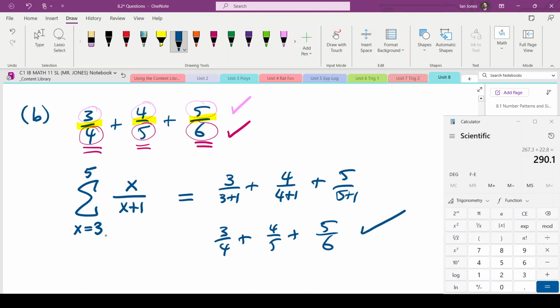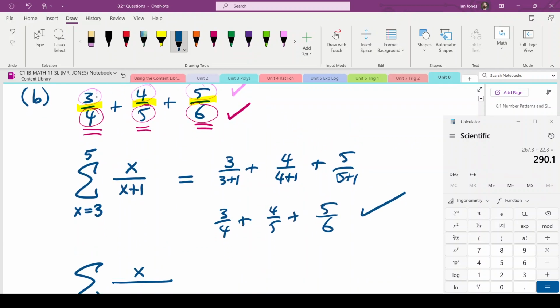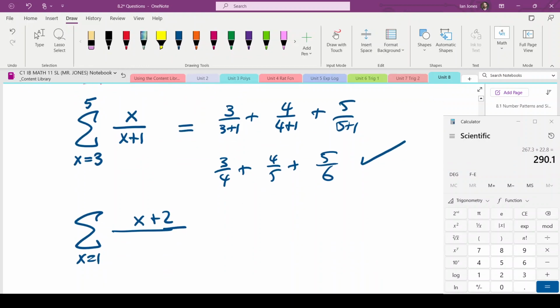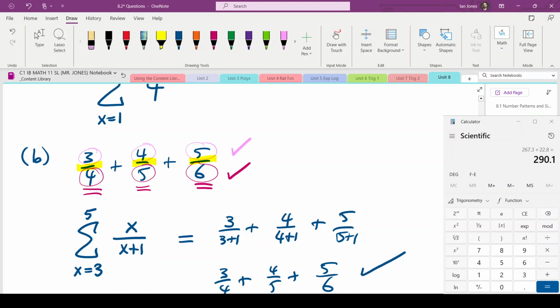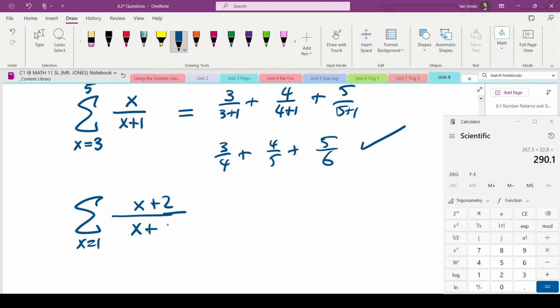Now, I didn't have to start at 3. Okay, I could have started somewhere else. I could have said, I want to start at 1 because I like to start at 1. No problem. So here I go. X equals 1. Now I don't want this to be just x anymore because then it would be a 1. I want it to be a 3. What do I have to do? I add 2. Okay, so when x is 1, I get 1 plus 2 is 3. That gives me this numerator. I want a denominator of 4. Well, then I better have x plus 3 down here.